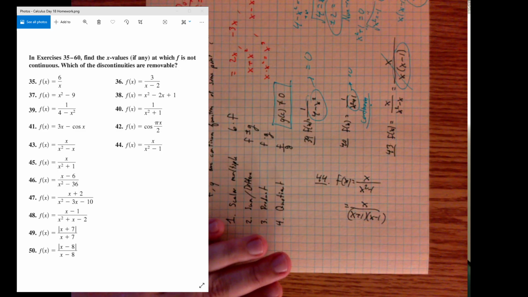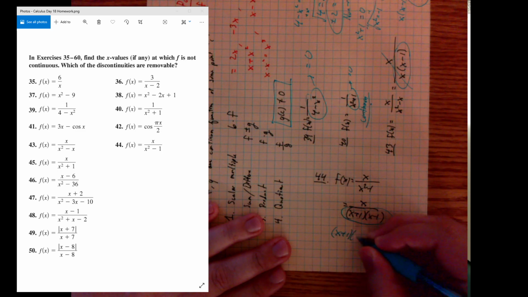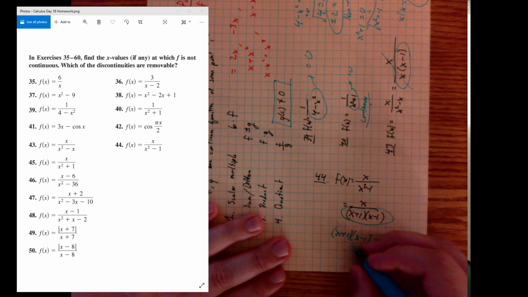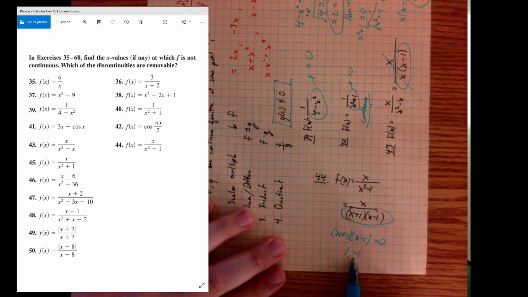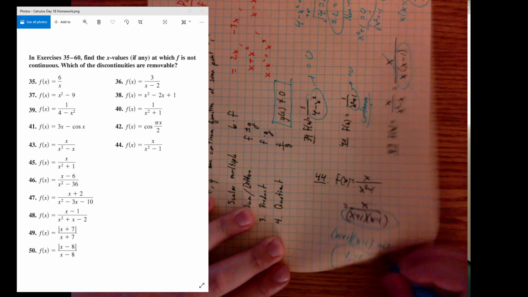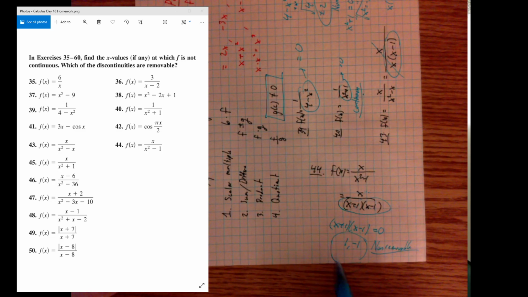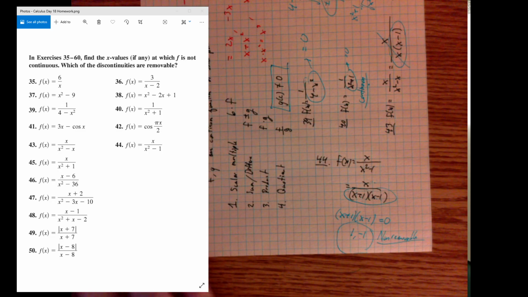I can then do the same property as I did before, isolate the bottom, set it equal to 0: x plus 1, x minus 1 equal to 0. This will give me 2 solutions, positive 1 and negative 1. But notice neither of these will cancel with the top. Right? There's no x plus 1 on top. There's no x minus 1 on top. So both of these are still non-removable. It's only by canceling algebraically like we did last time that we end up having removable discontinuities. And the rest of the problems, many of them have at least one removable and at least one non-removable. So keep that in mind.